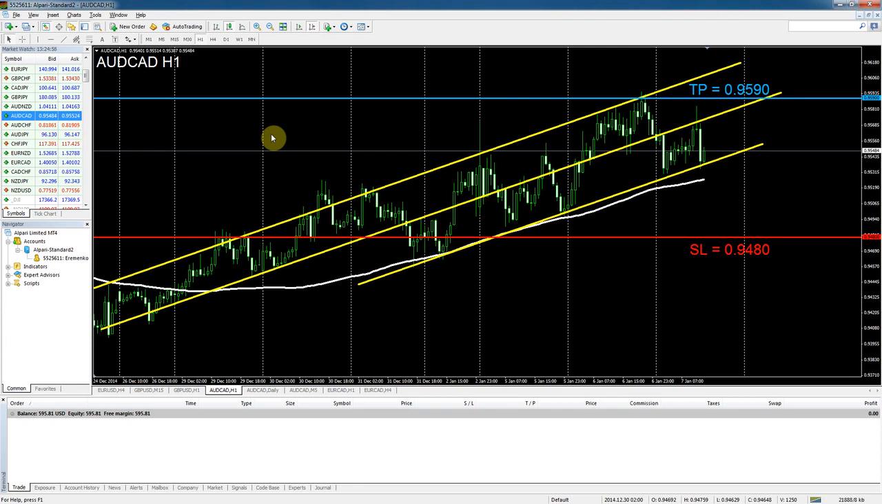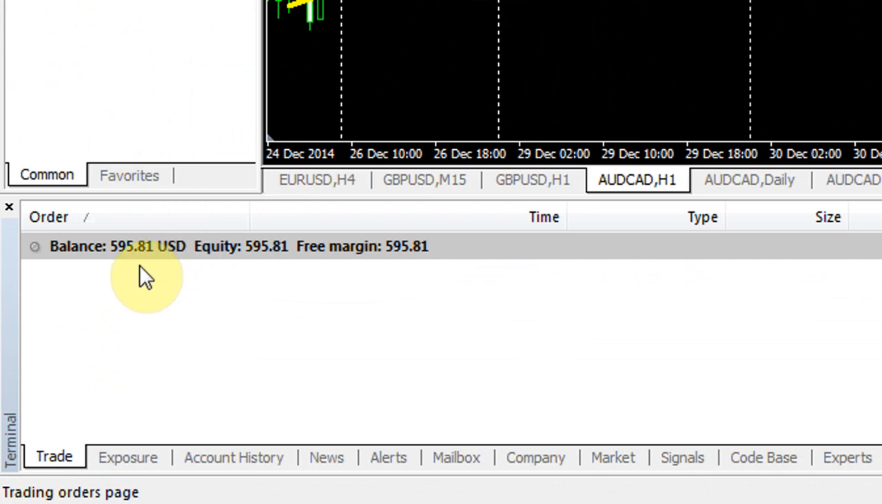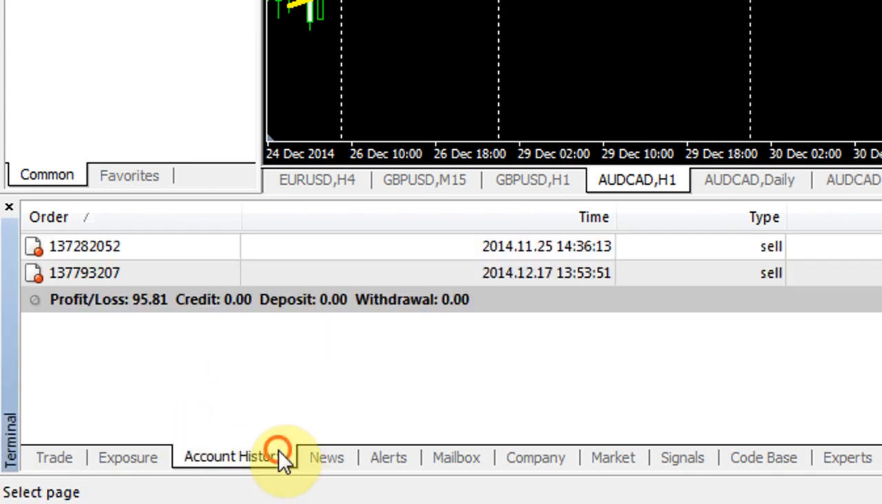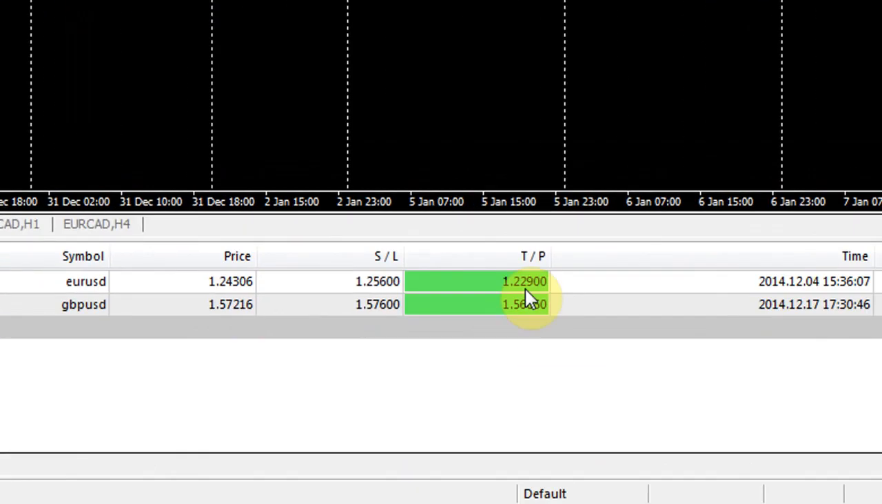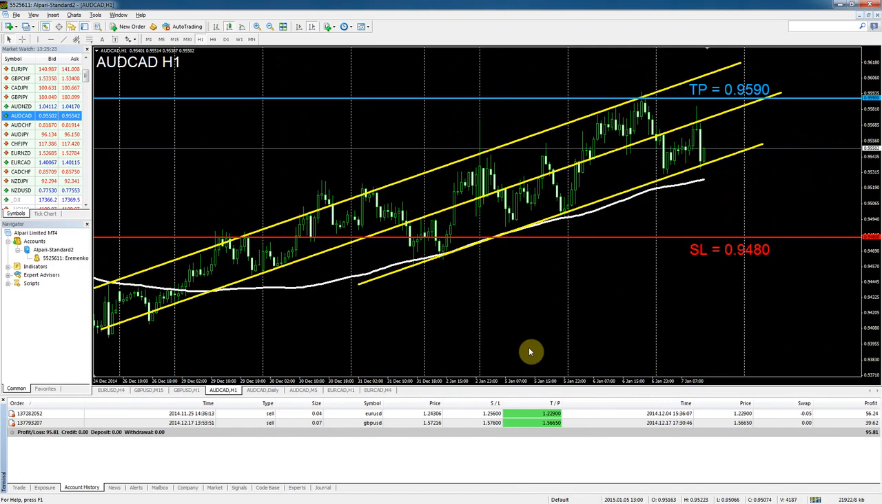So I think this will be a good example to illustrate what other currency pairs there are that don't involve the American dollar. So as you can see on this account, we already now have $595.81. If we go to the account's history, we can see our two profitable trades from previously. And what we're going to do today is conduct our third.